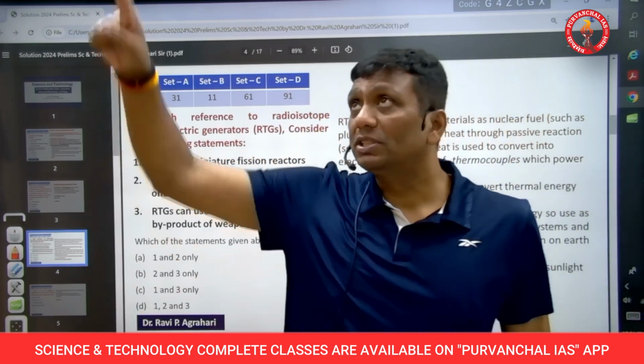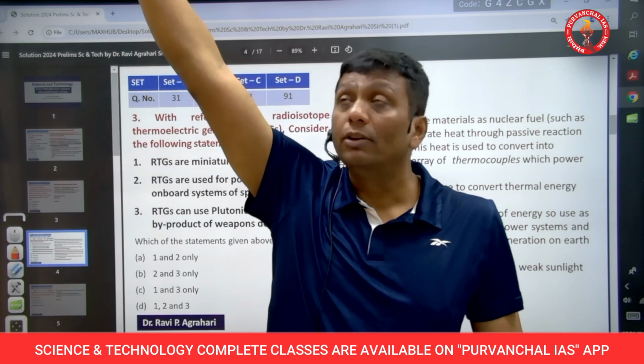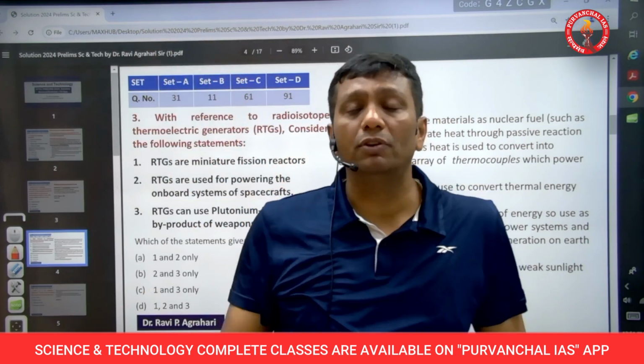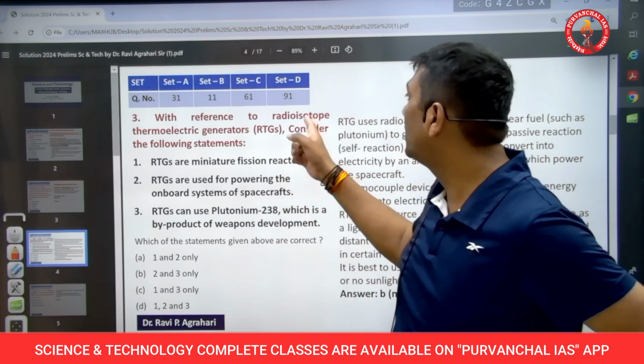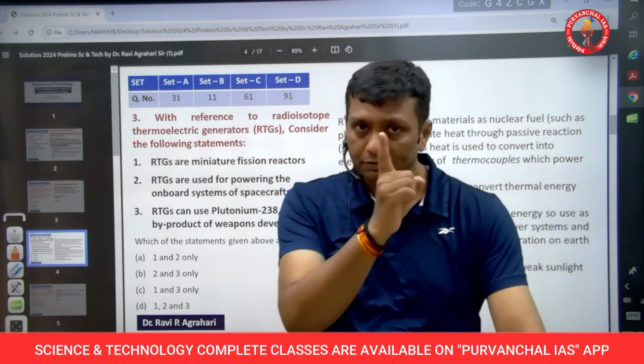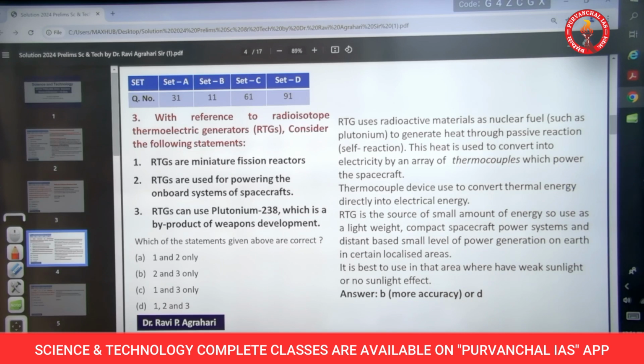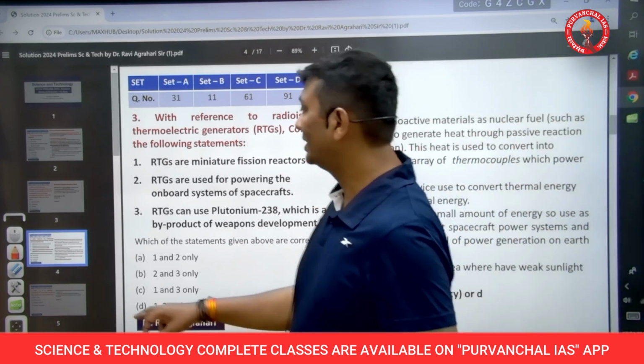If we are sending a satellite to a certain height, guys, how will it send a signal? With the help of power sources. One of these power sources is the radioisotope thermoelectric generator. Wait, I will discuss it later on. After this, you come towards the next question.